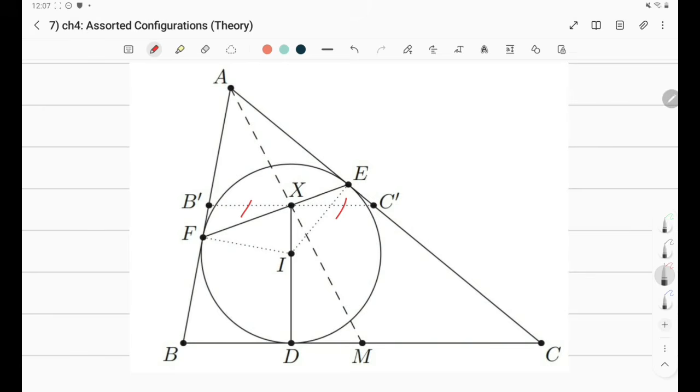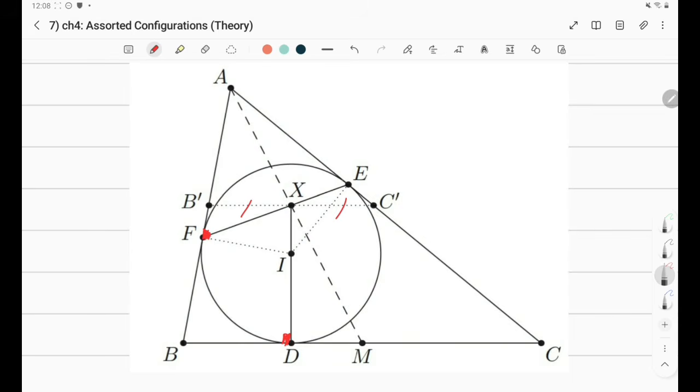Alright, how can we do that? First of all, of course, let's just remember that I is the incenter, and hence these are tangents. So we have some 90 degrees stuff, right? So for example, this one here is 90. This one here is 90.